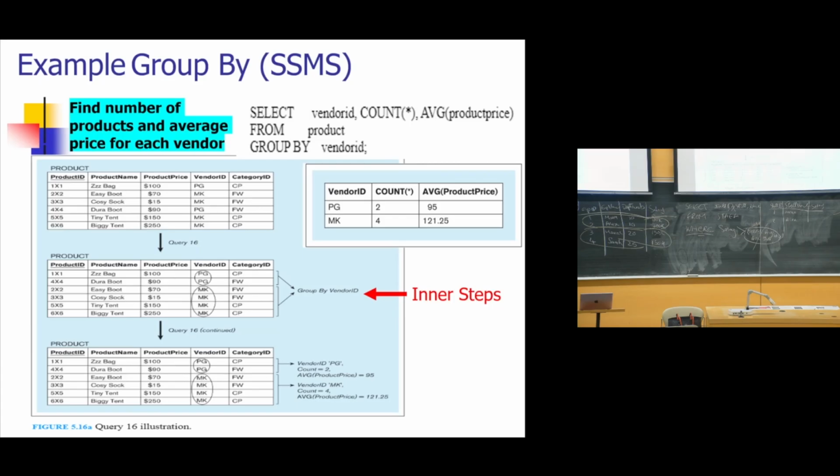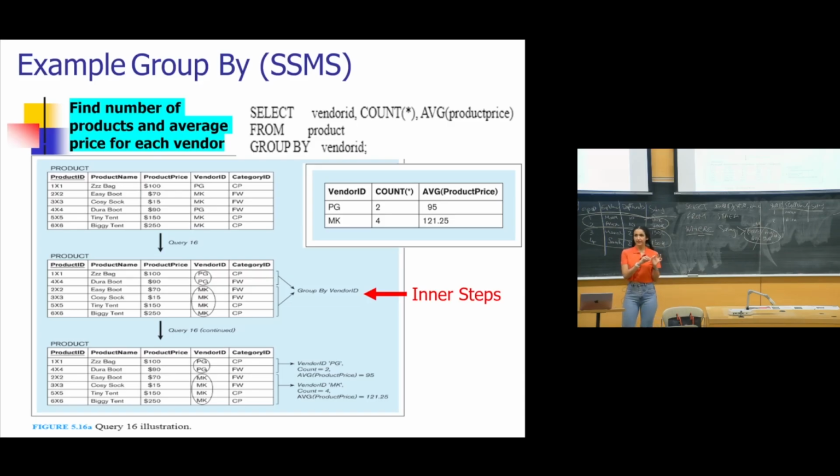This is another example. Finding number of products and average price for each vendor. How do you do that? So don't look at the answer. Just think about it. You want to find something, number of products, for example, average price for each vendor. So when I say we want to find these values for each vendor, I should group by, right? And group by what? Don't sleep, please. Group by? Vendor ID. Vendor ID, right?